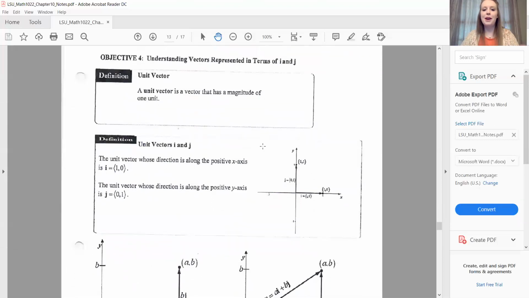Okay, then another way to write it is in terms of I and J. So a unit vector has a magnitude of 1 unit, and I have an example of that in just a minute.